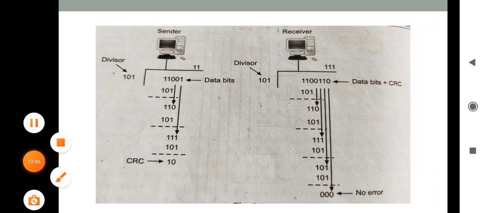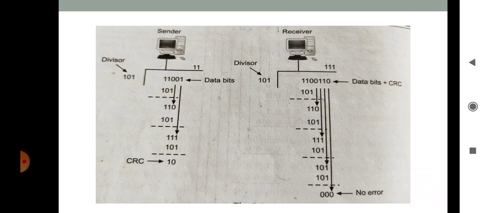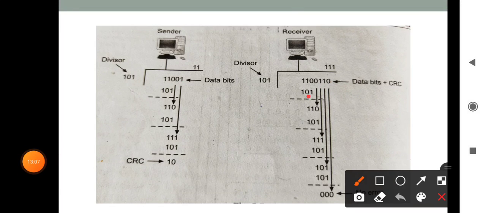At the receiver side this new data is generated by adding the CRC at the end, that means this 10 is added at the end of the original data. Then the divisor is the same at the sender and receiver side. Then divide by 101, first time 1, then here 1, and this is the remainder, then 0 appears, then 1 appears, then 1 appears at the last. When we calculate all these operations, the remainder becomes 0 0.